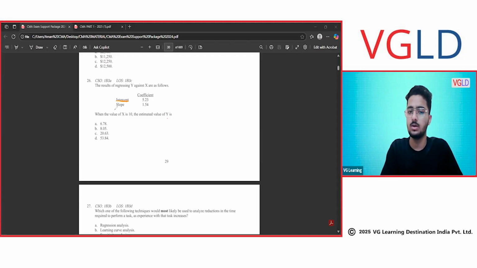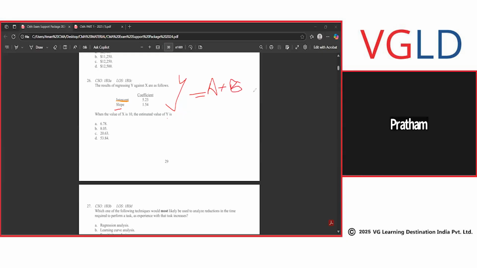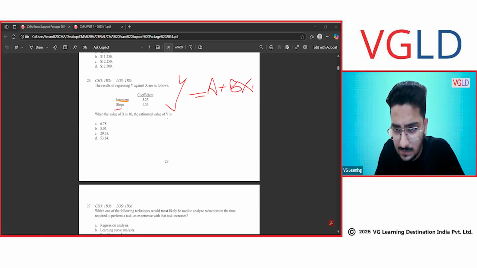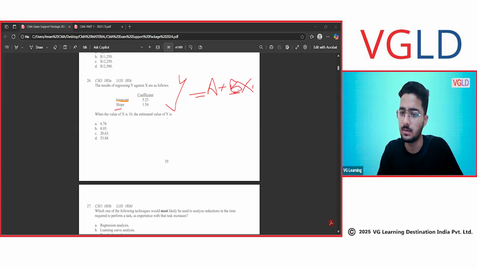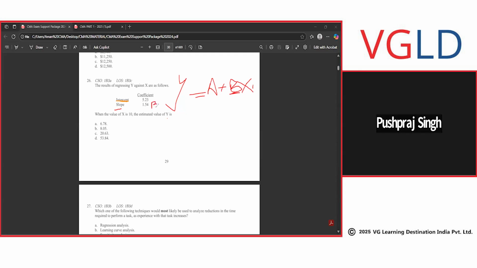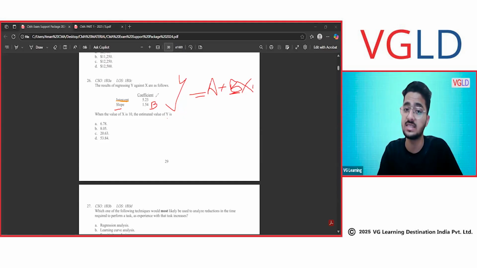What is slope? From the equation y equals a plus bx. Who will tell me fast? Slope is a variable cost. Slope means variable cost. Slope is your b factor. Yes, it's your b. Correct. What is intercept? It's a fixed cost. Yes, it's a.